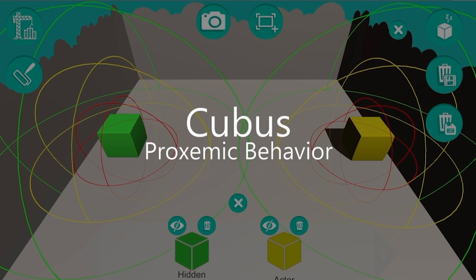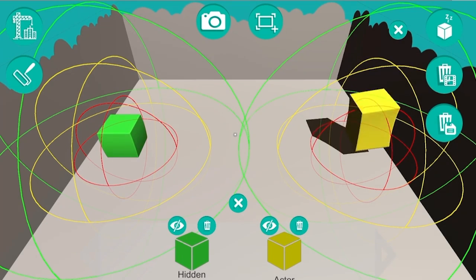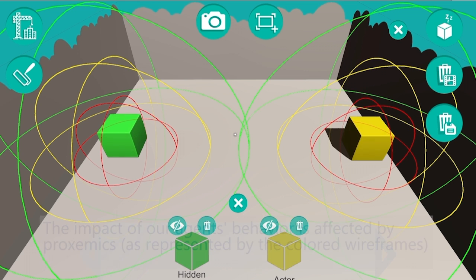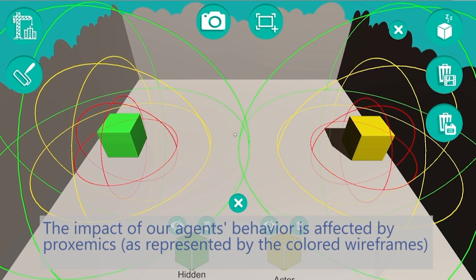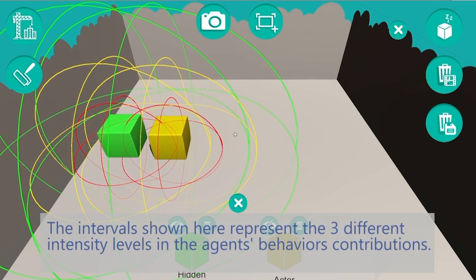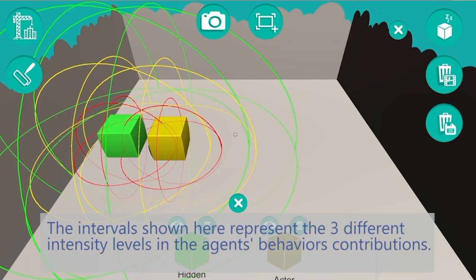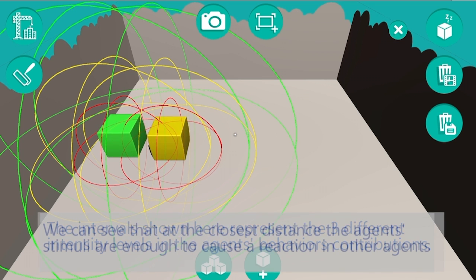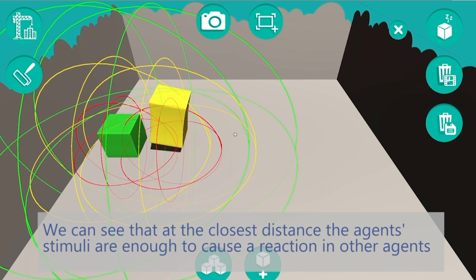CUBUS accommodates proxemics behavior. The impact of each agent's behavior is affected by proxemics, as represented by the colored wireframe. The intervals represent three different intensity levels in the agent's behavior contributions. We can see that at the closest distance, the agent's stimuli are enough to cause a reaction in other agents.